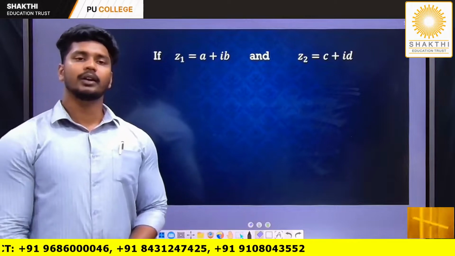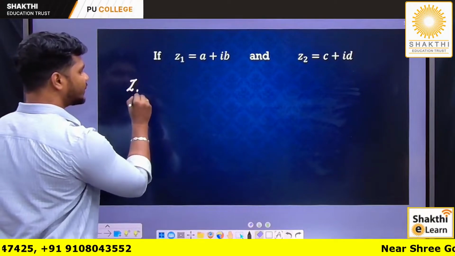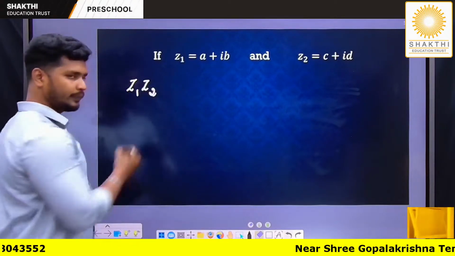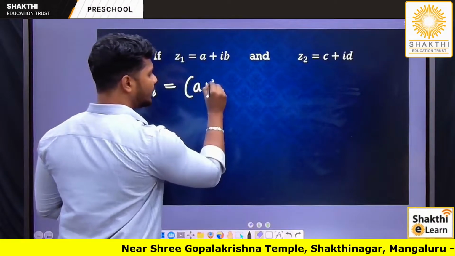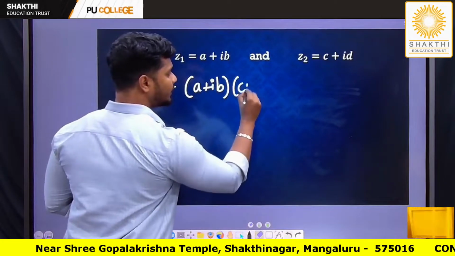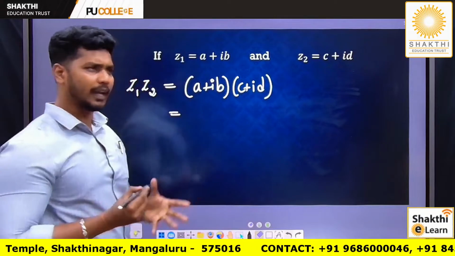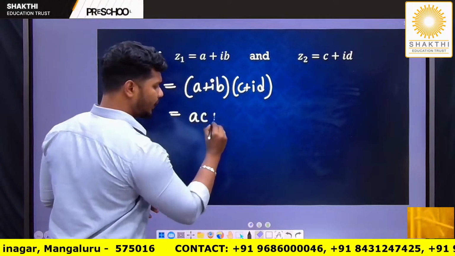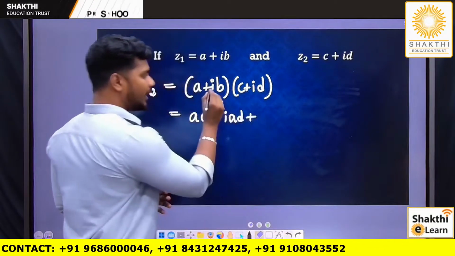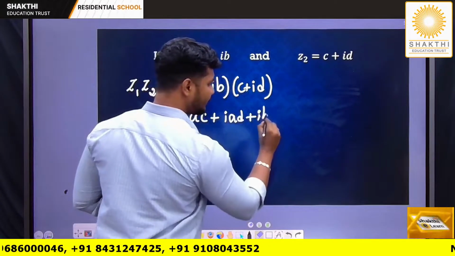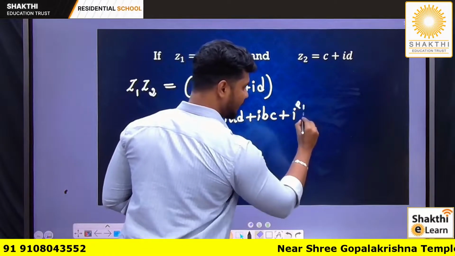Very importantly, going for the multiplication part. If I have to multiply the two complex numbers Z1 into Z2, it is similar to multiplying the two binomials, that is a plus ib should be multiplied with c plus id. Here, the multiplication goes like, you know how to multiply. It will be a into c plus a into id. I can write iad plus ib into c, that is ibc, plus ib into id, that is i square bd.